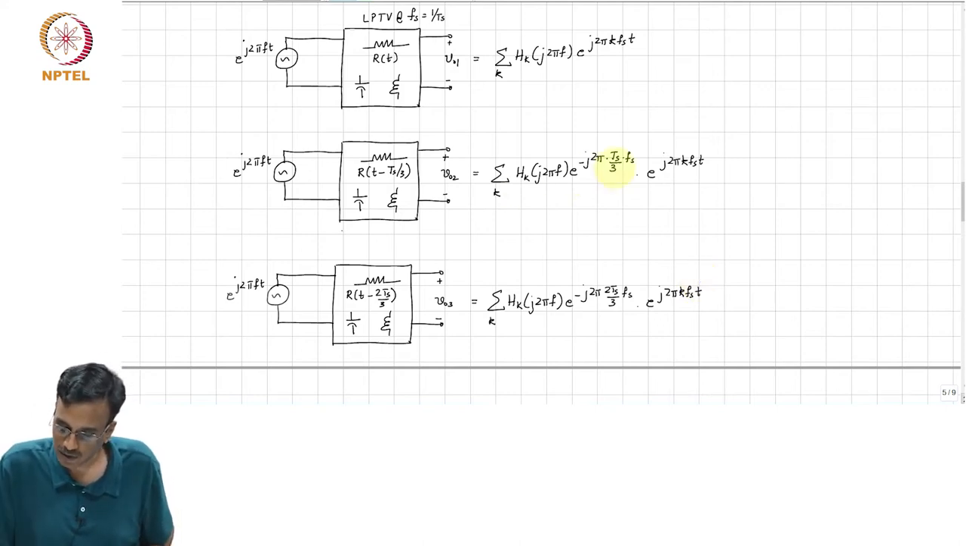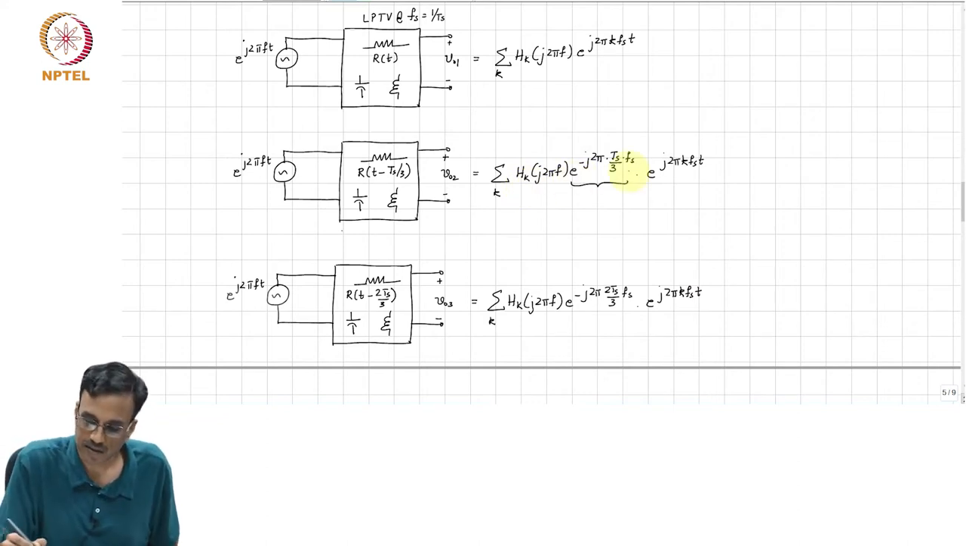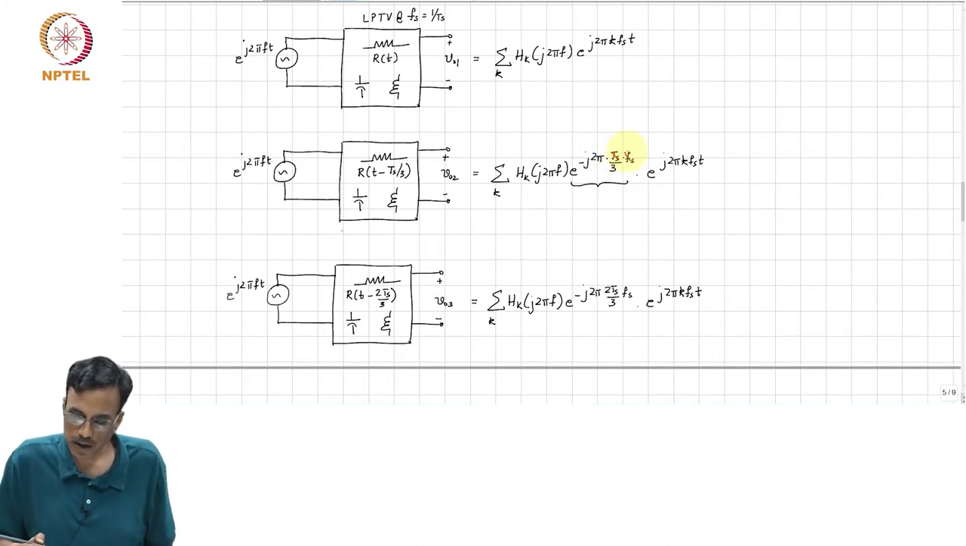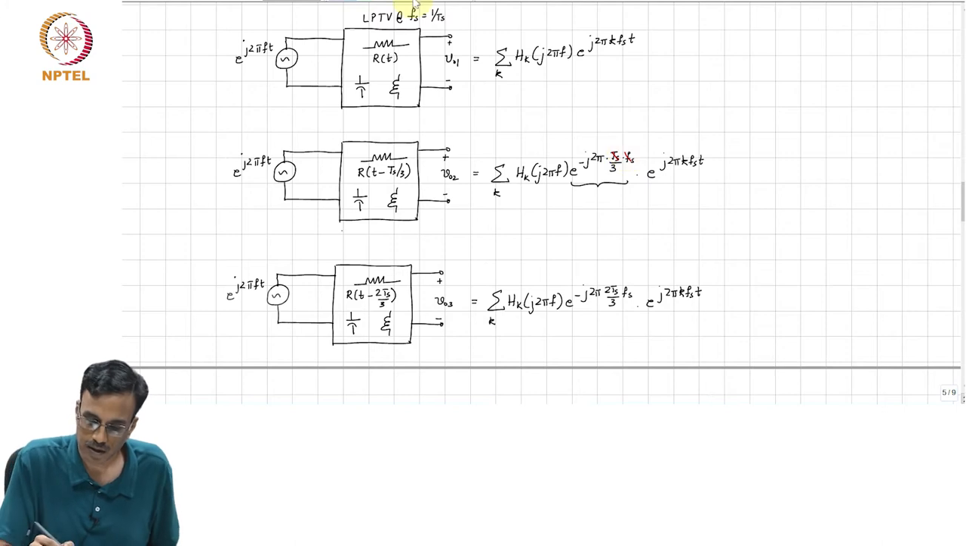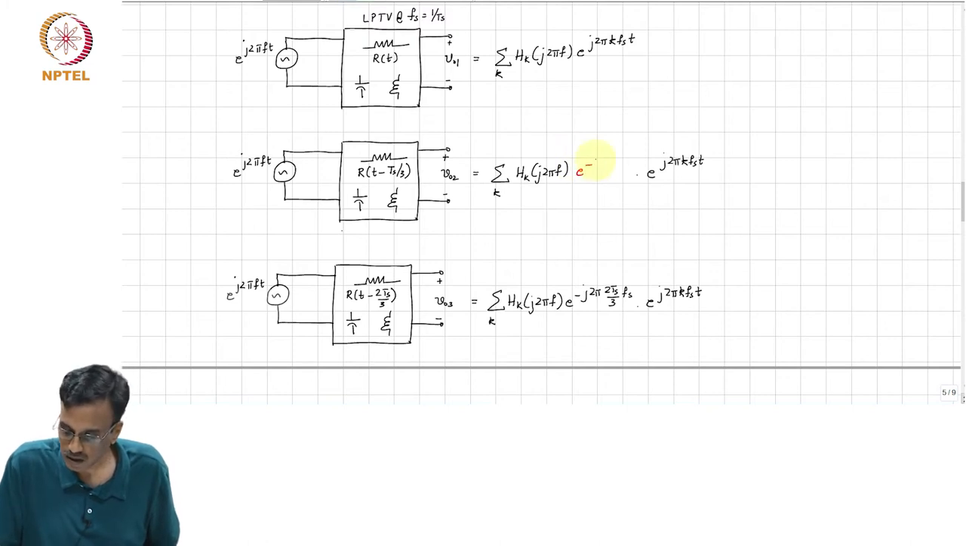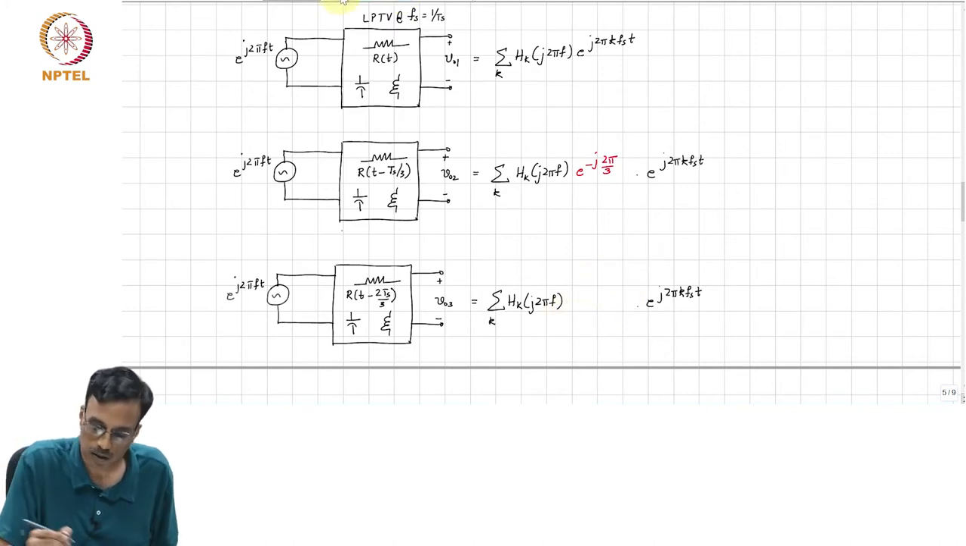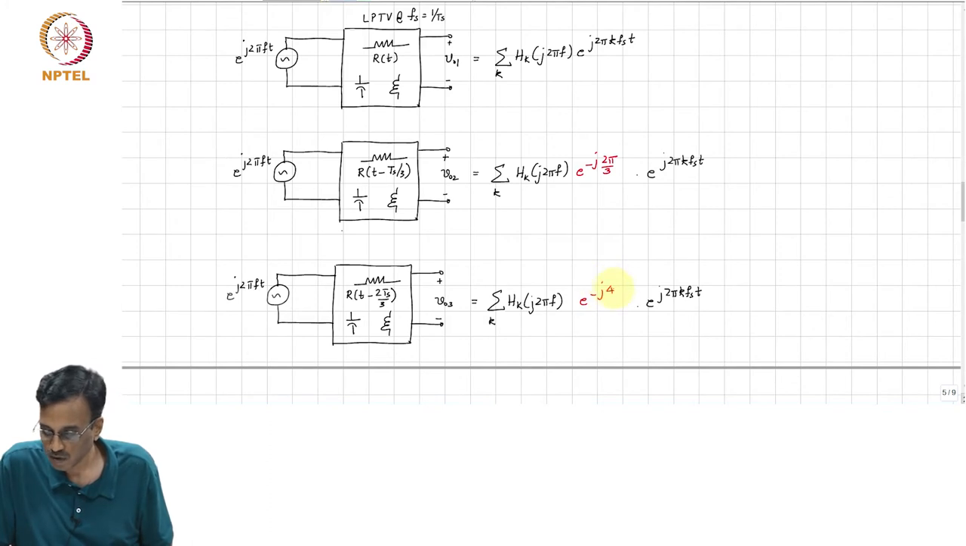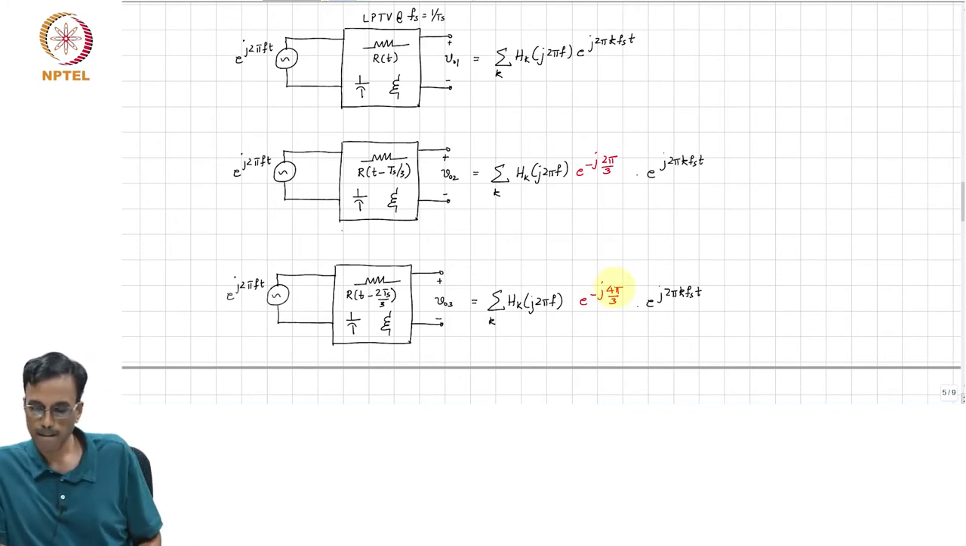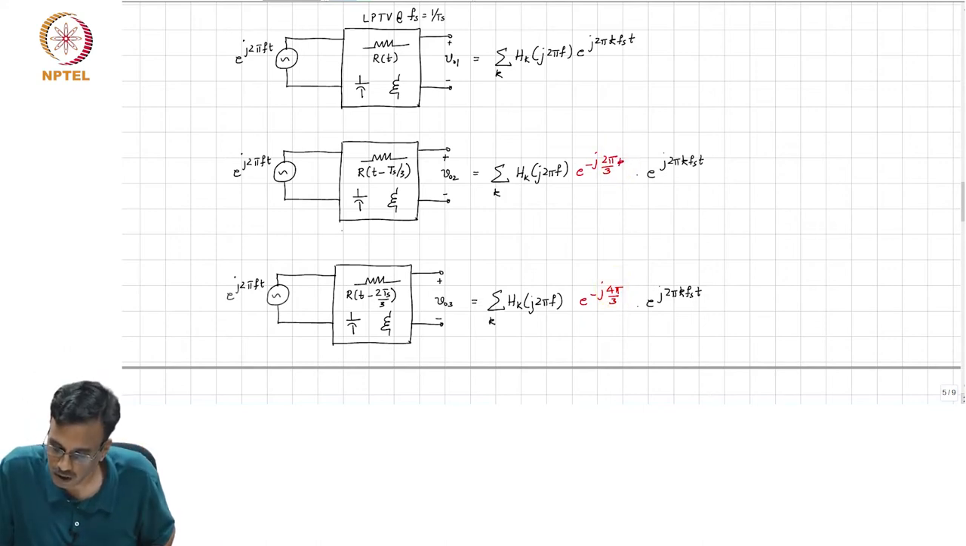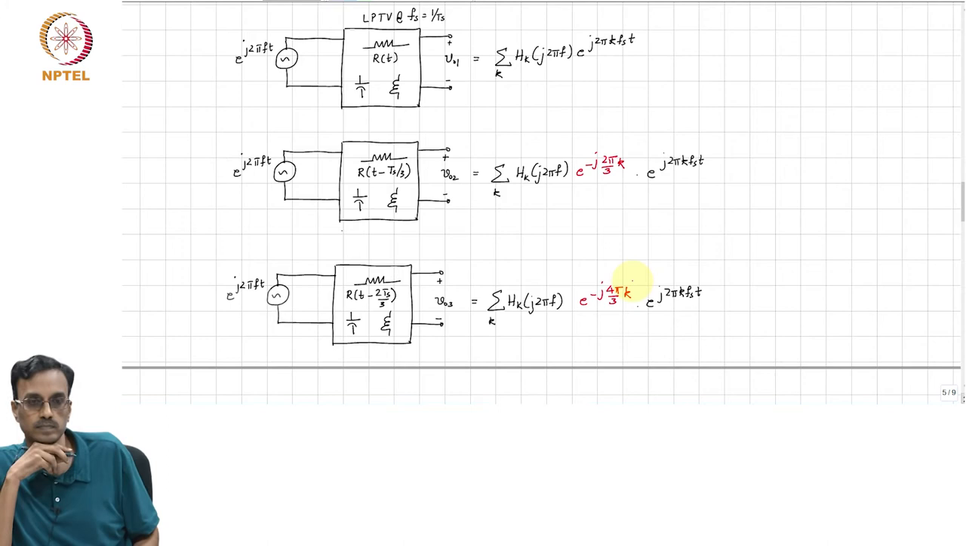Let us simplify this before we go further. This Ts times fs is going to go away. So, this can be replaced by e to the minus j 2 pi by 3, times k, I forgot the k, and this by the same token becomes e to the minus j 4 pi by 3 times k.